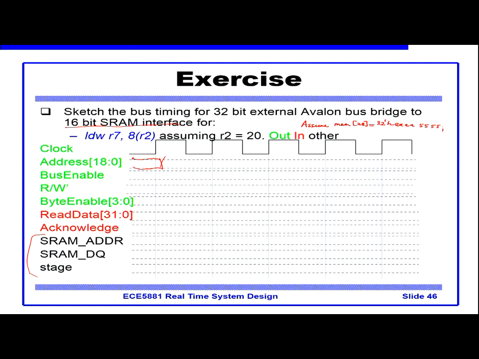So has anyone worked out the value of the address? I think we've got the answer. 20 plus 8, 28 in decimal. So that's going to be sitting here for a little bit, because you've got to do at least 2 cycles here of your timing. The bus enable, of course, will come out as a 1. And we're doing a read or a write? Read, yep.